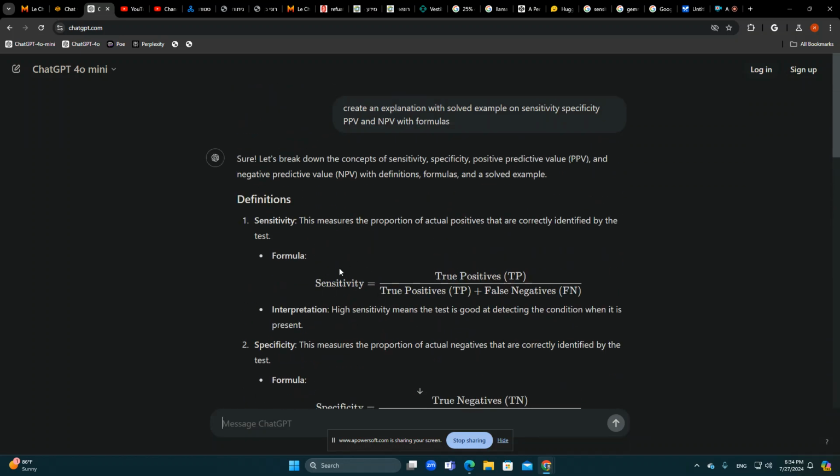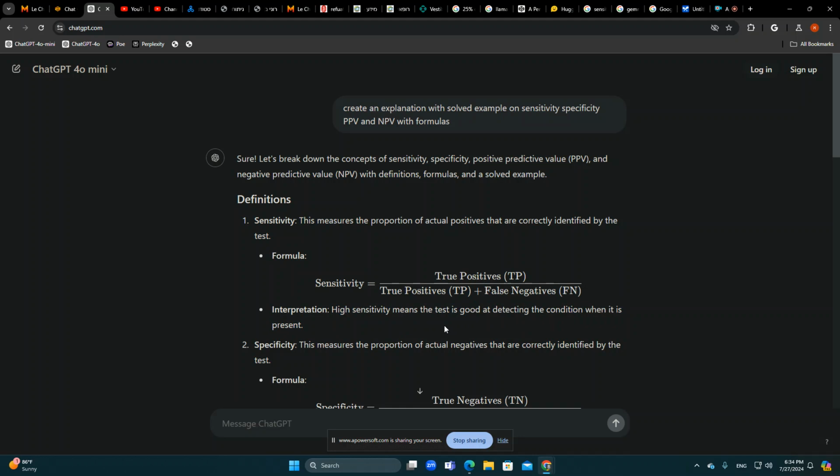So let's start with sensitivity, which tells us by definition that high sensitivity means that the test is good at detecting the condition when it is present. Namely, if I have a sensitive test, it is so good at detecting the condition when it's present that if the patient is negative in that test, I know quite confidently that the patient is negative.